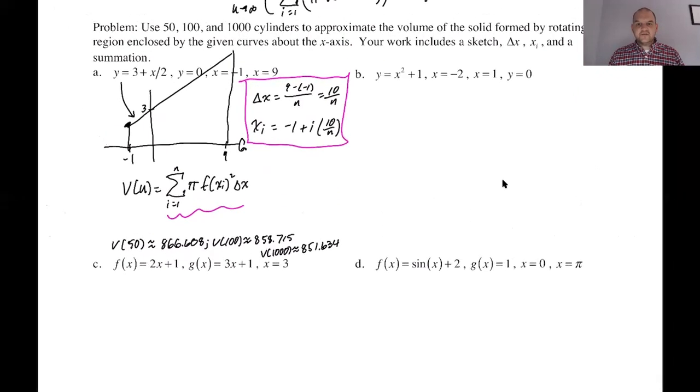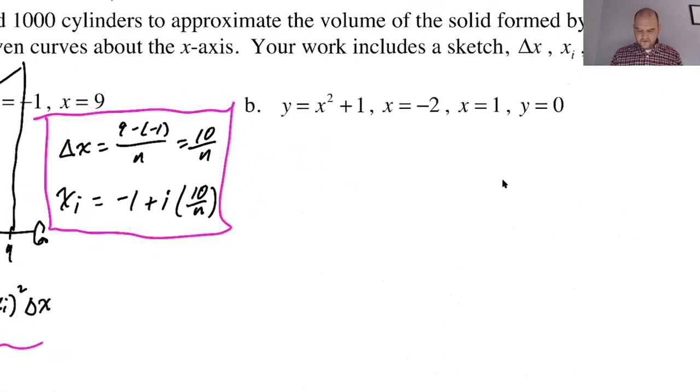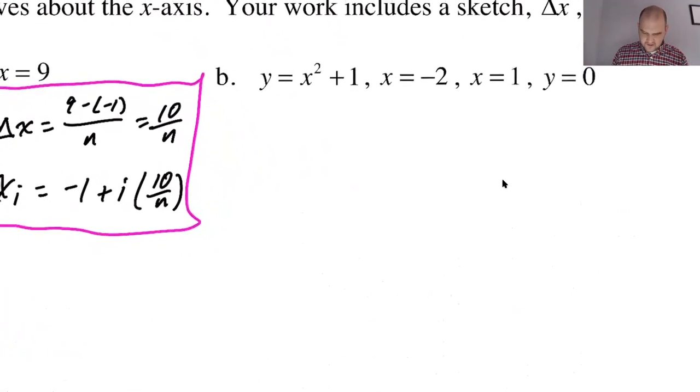All right, let's do the next one. So x squared plus 1. You'll find that other than your sketch being different, your delta x is different, your x sub i is different, but your summation is exactly the same because you write it in terms of things. So let's sketch this. We're going from -2 to 1.